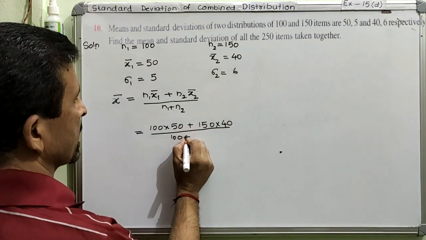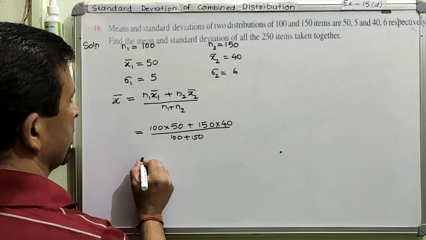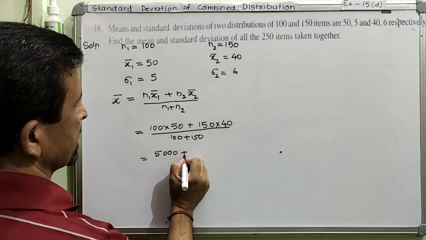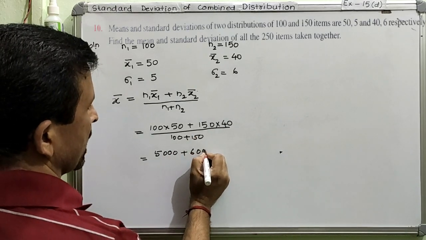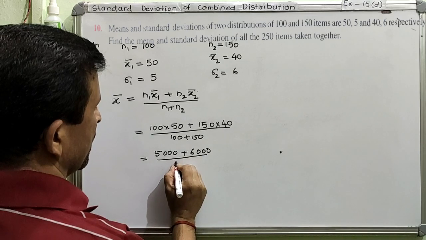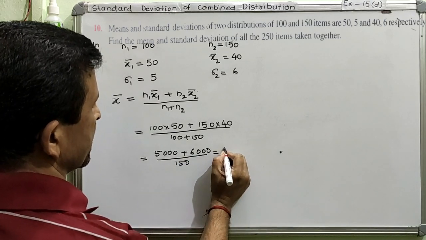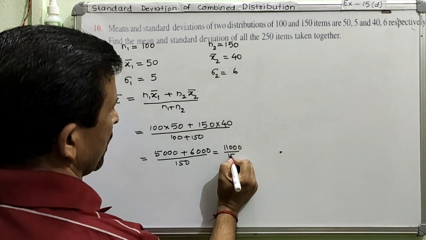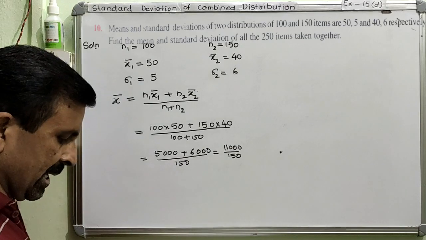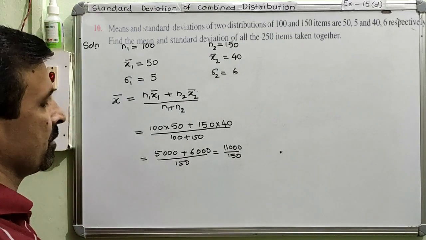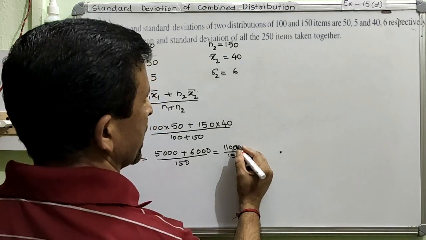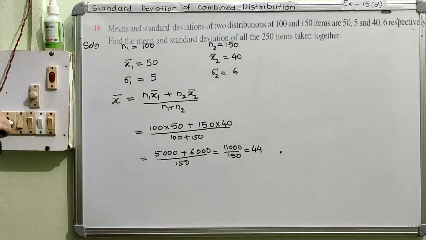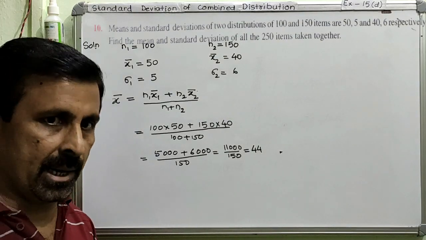divided by 100 plus 150. Clear? Now this is 5000 and this is 6000, so 11,000 divided by 150. Is this very clear? So we can put the value. Now we can simplify and get the answer. Your combined mean is coming equal to 44. So this is one part of the question done.